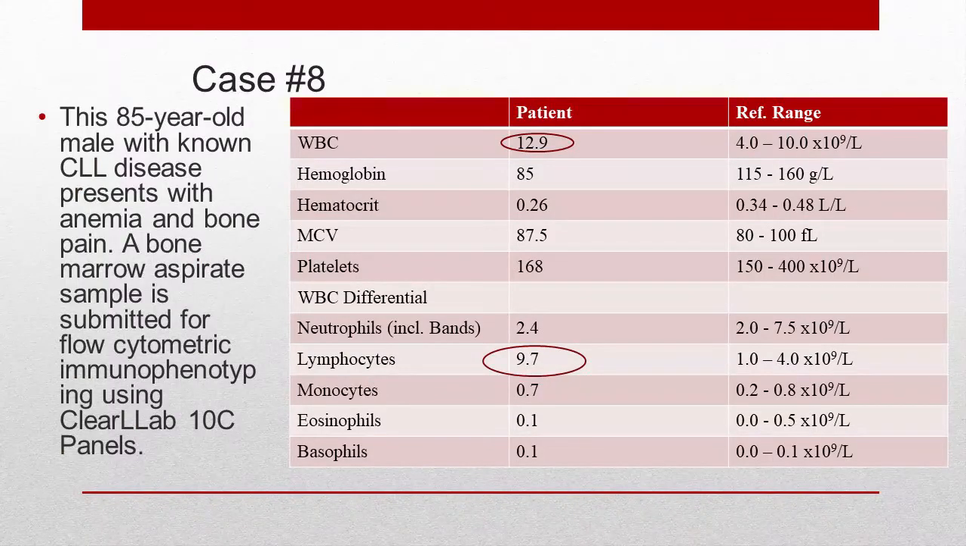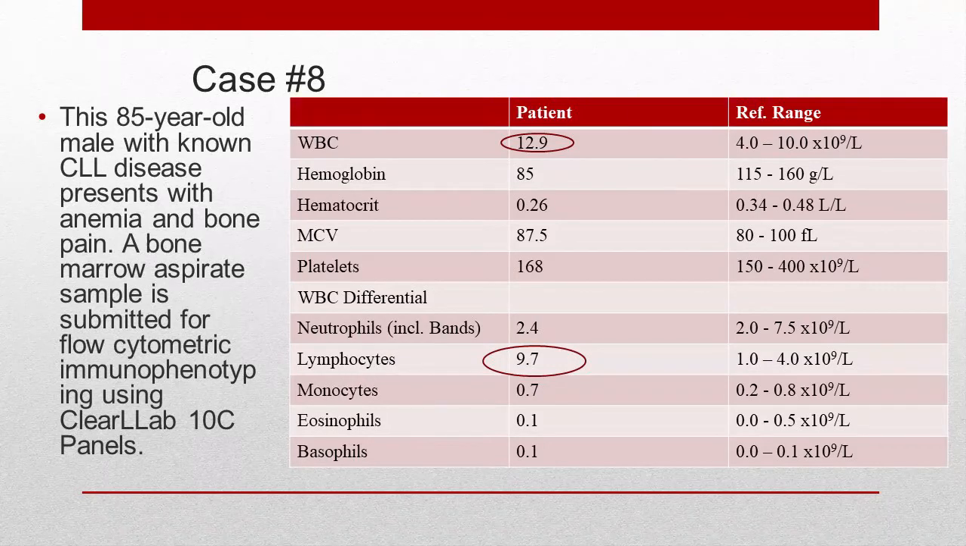The final case is a 65-year-old male with known CLL disease, but presented with anemia and bone pain, which is not, I would say, normal for a CLL patient in my understanding. So a bone marrow aspirate was taken and then submitted for flow cytometry immunophenotyping. You see the white count here, which is more in pattern with what you'd think maybe with a CLL. You have the lymphocytosis here. The hemoglobin is decreased. The platelet count is in the normal range, though.